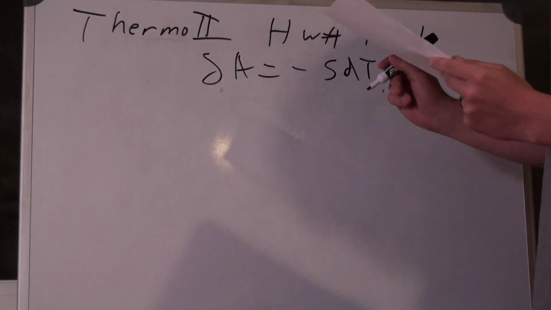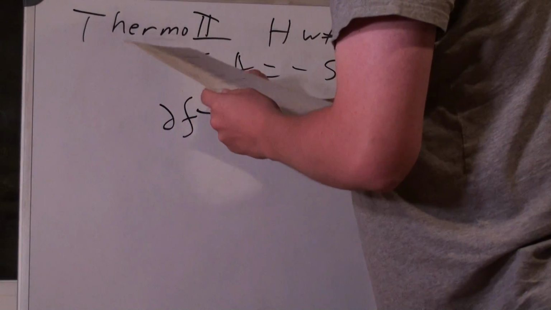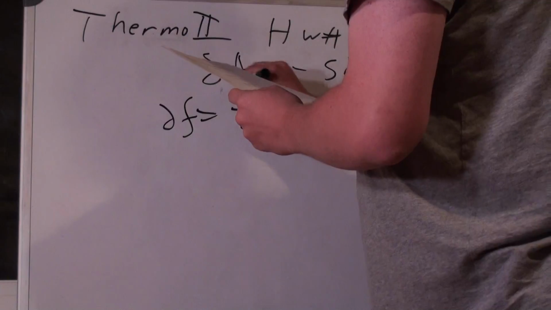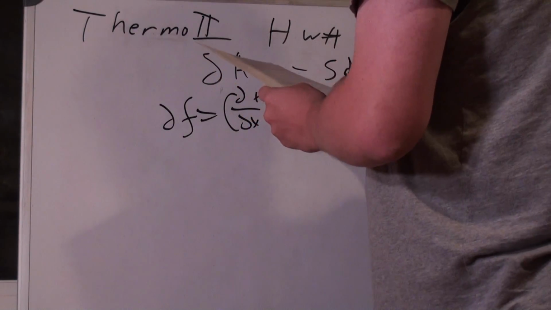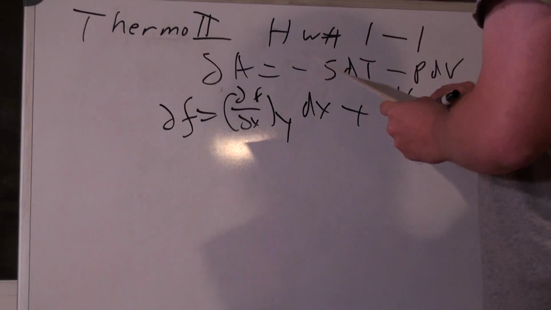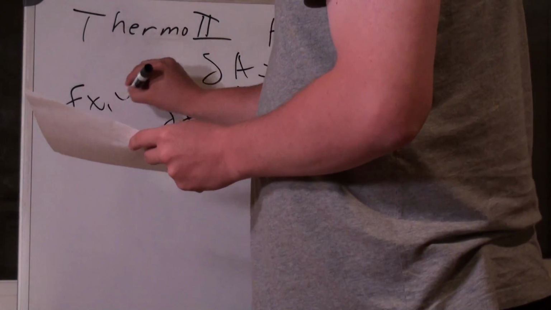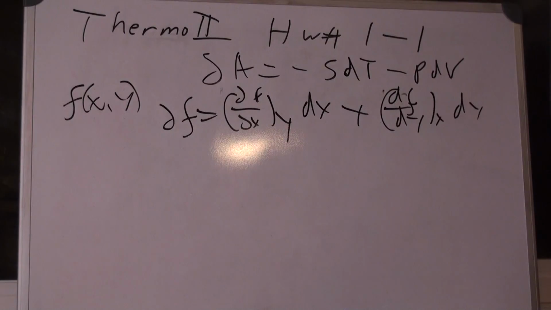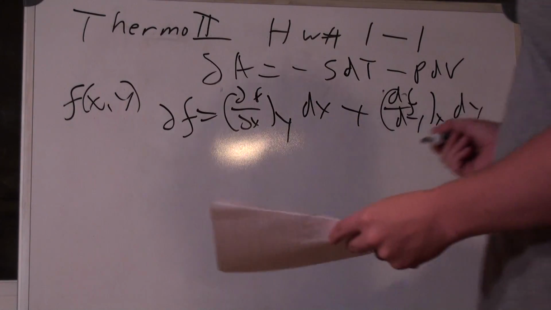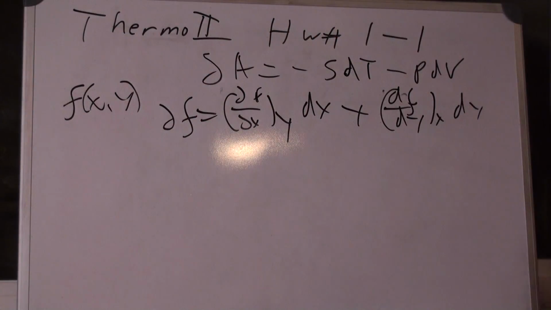And the total differential states, if I look at my cheat sheet, it says, in general, dF equals dF dx at constant y times dx plus dF dy at constant x dy, where F is a function of both x and y. Okay? So in this case, we have our dA is our F, and our x and y are what? They are T and V.